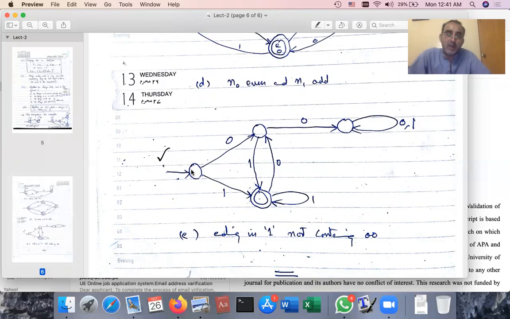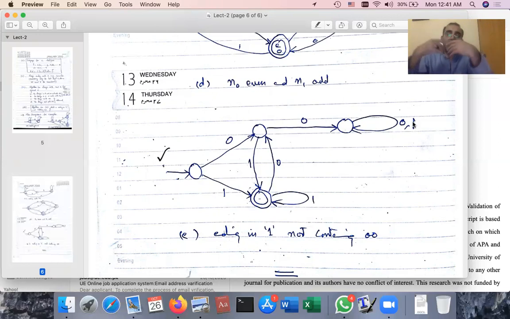So if I am getting 0 and then again 0, then I will not put an edge here. I will put an edge here, and then make some state here, because now 0 and 0 means that 0 0 is now part of the string, and this string should not be accepted by your finite automata. So that's why I have introduced a state here, and I have made a loop here with 0 and 1, which means all possible combinations of zeros and 1.